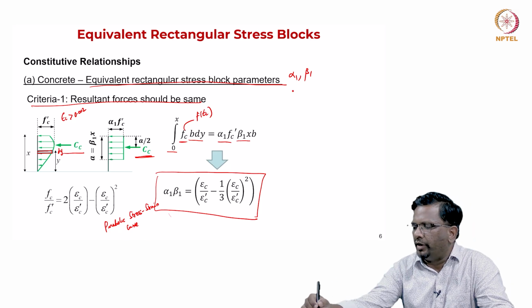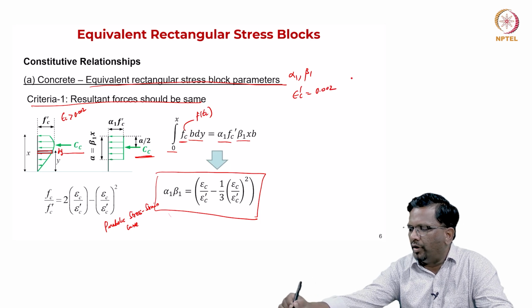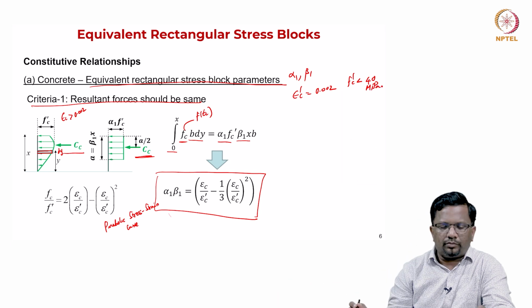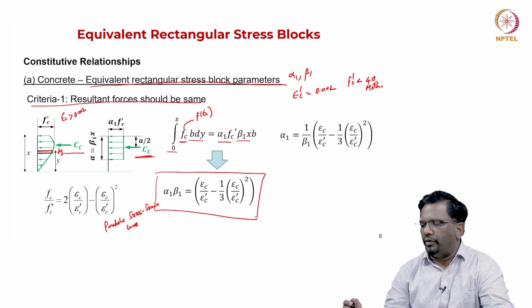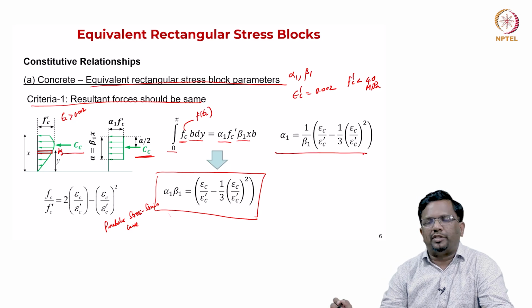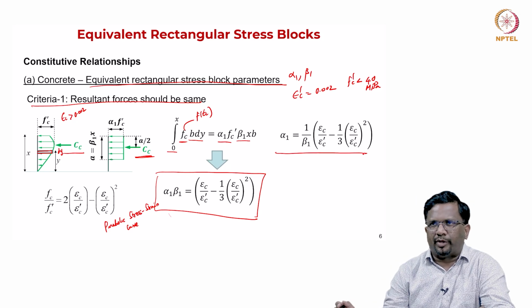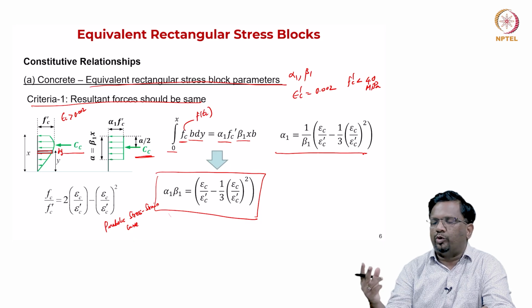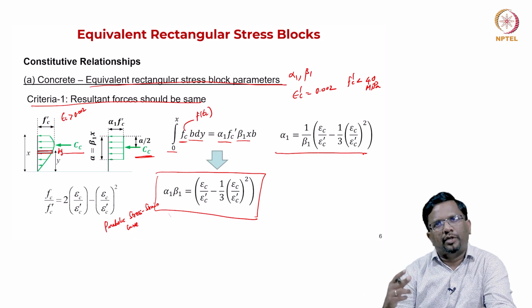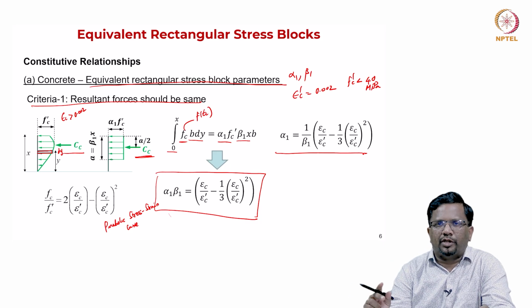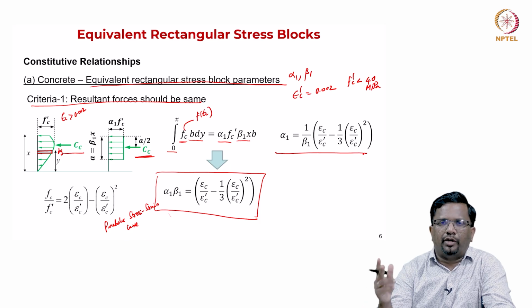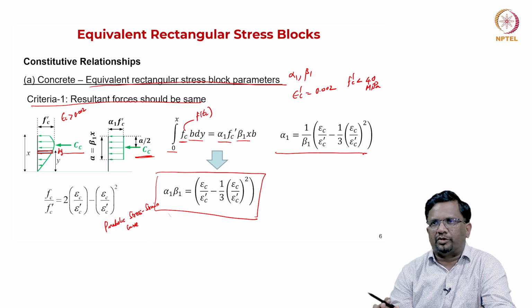And you know that epsilon prime c we take equal to 0.002 for f prime c less than 40 megapascal. So, we find one equation for alpha 1 in terms of epsilon c and epsilon prime c. Now, I have two variables, which are alpha 1 and beta 1. So, I need one more condition, then only I can solve for them. You have two variables, you need two equations to solve them.